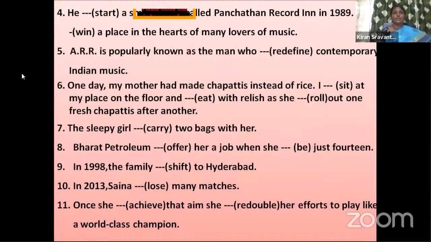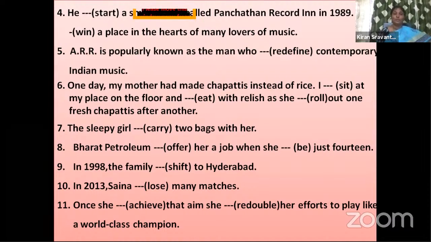And the next one, the fourth one, he started a small studio called Panchathan Record in 1989. Then he has won a place. That is the achievement. So he has won a place in the hearts of many lovers of music. Then ARR is popularly known as the man who has redefined contemporary Indian music.